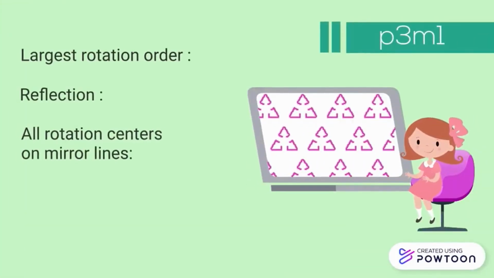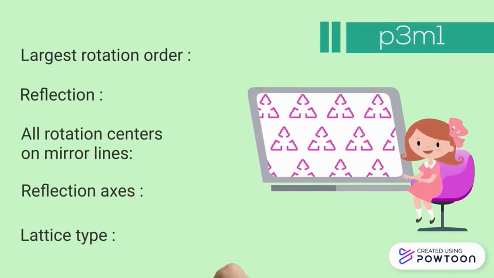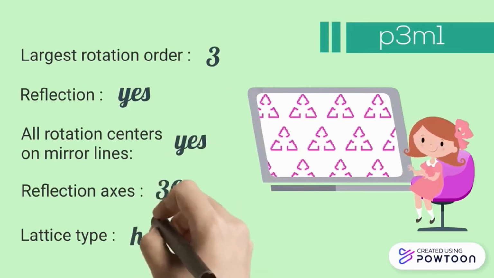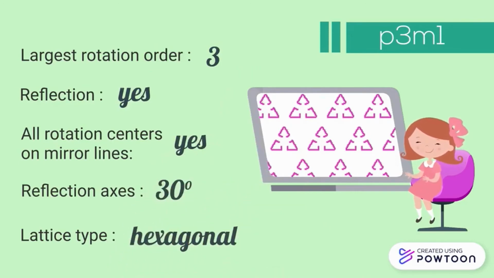P3M1 has the largest rotation order of 3 and contains reflections. The axes of the reflections are inclined at 60 degrees to one another, and all of the centers of rotation lie on the reflection axis. Its lattice is hexagonal.